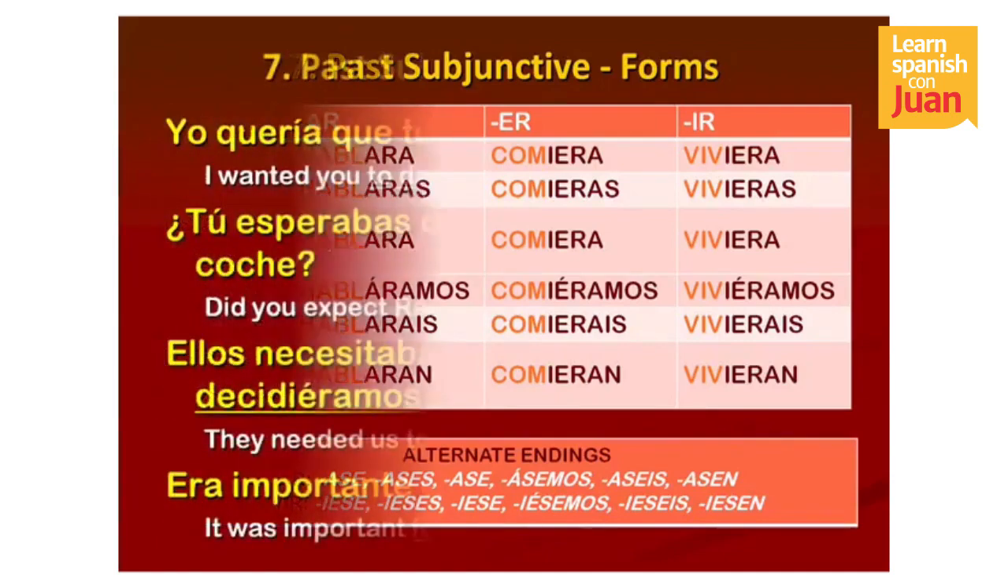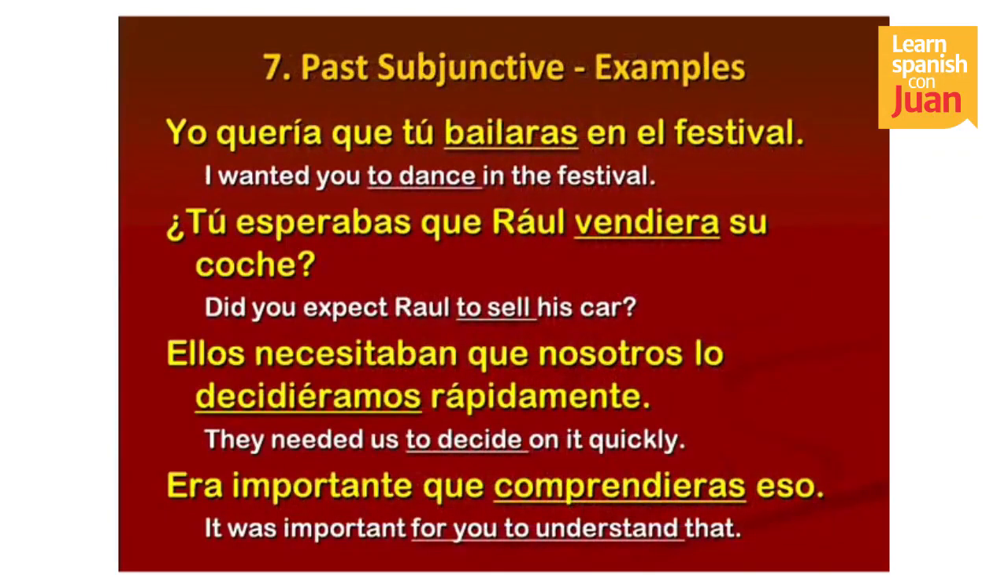Now, in terms of usage, we're going to look at some examples of the past subjunctive. First, yo quería que tú bailaras en el festival. What I've taken is just some of those examples from the previous slide on the present subjunctive and put them in the past. Yo quería que tú bailaras en el festival. I wanted you to dance in the festival. ¿Tú esperabas que Raúl vendiera su coche? Did you expect Raúl to sell his car? Not do you, but did you?